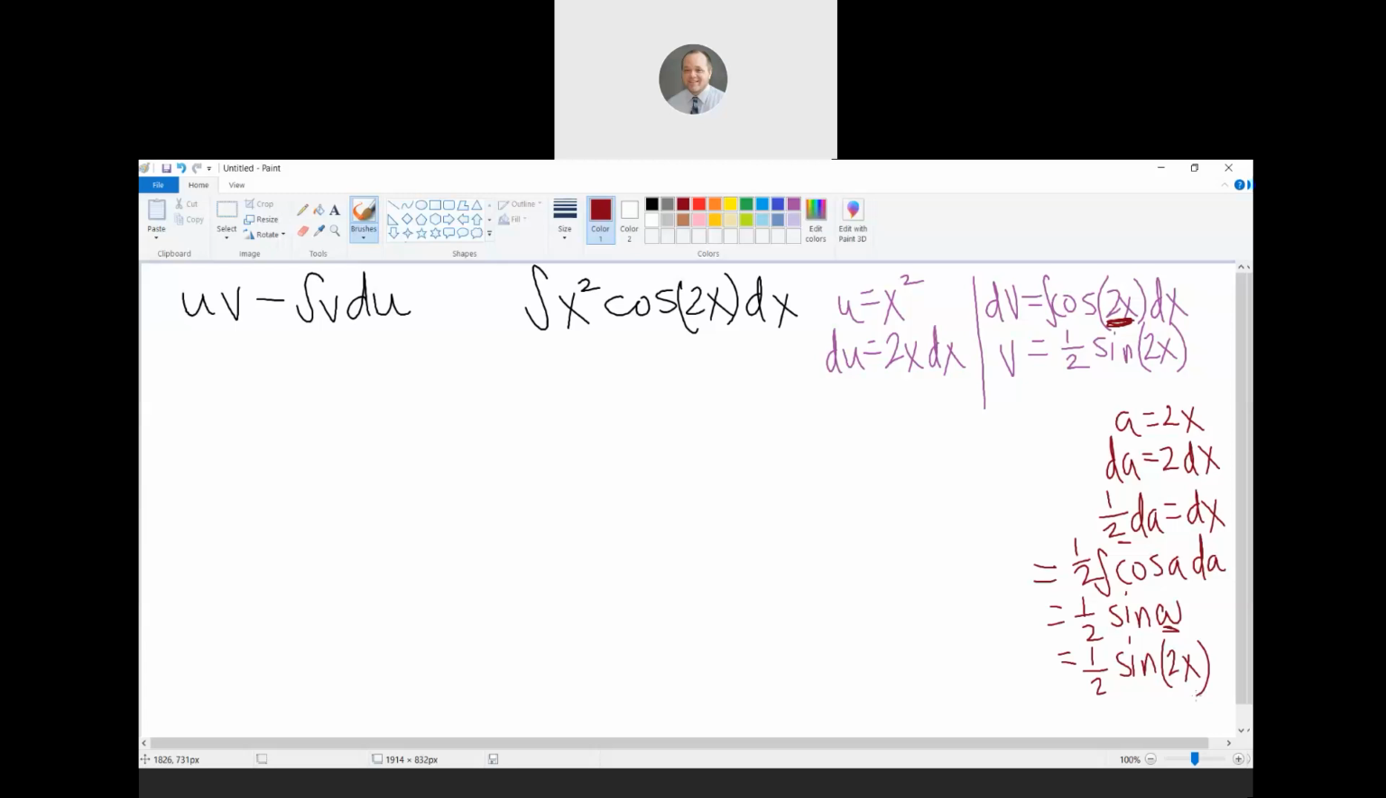All right, we have all of our components. Let's plug them into our parts formula. u is x squared, v is 1/2 sine of 2x, minus the integral of v, or the integral of 1/2 sine of 2x, times du, or 2x dx.